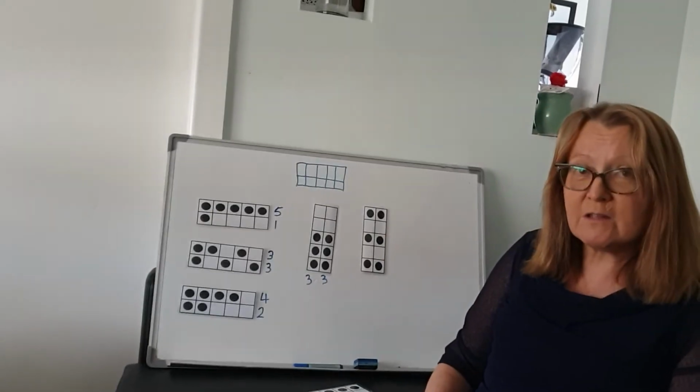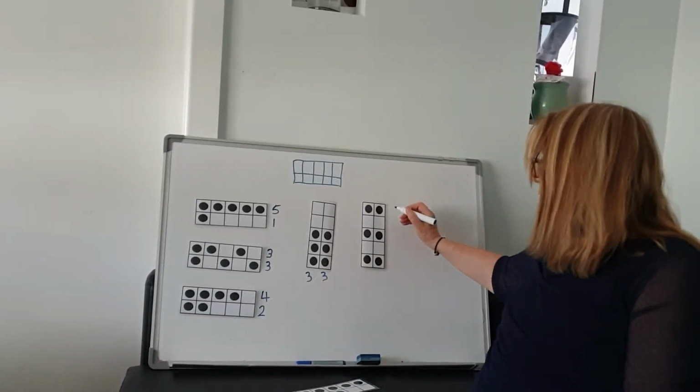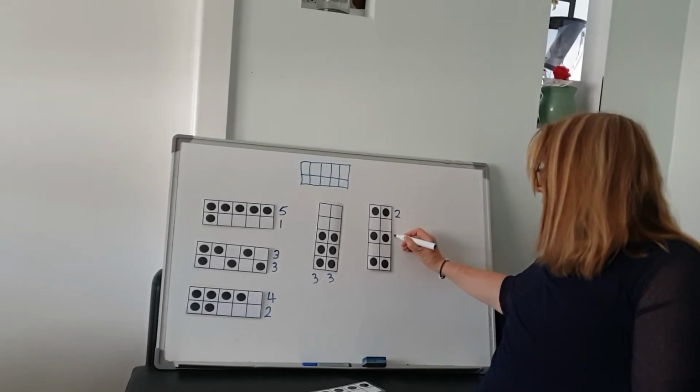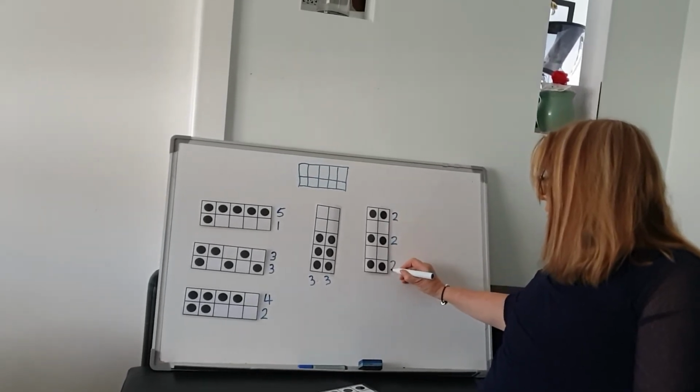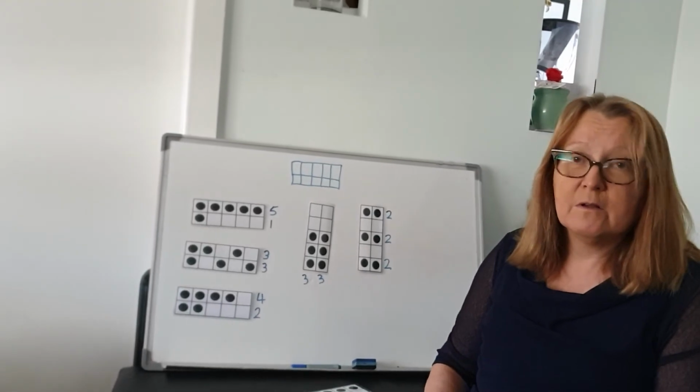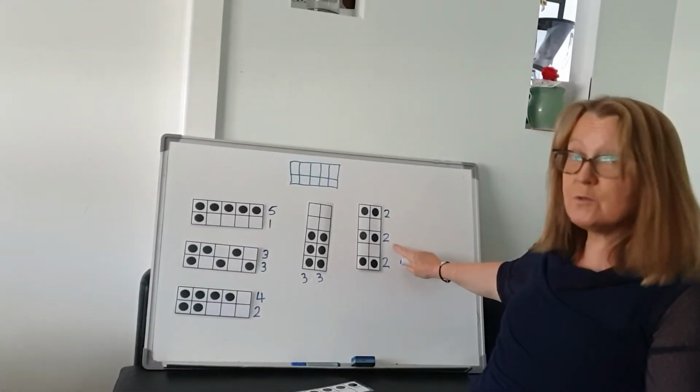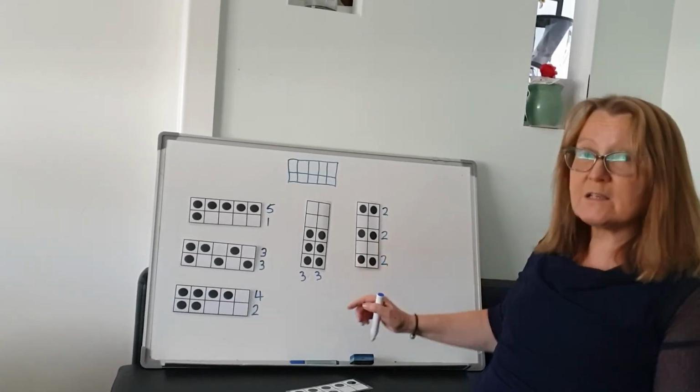Maybe you saw it like this. 2 plus 2 plus 2 more. So we went 2 and 2 is 4, 5, 6.